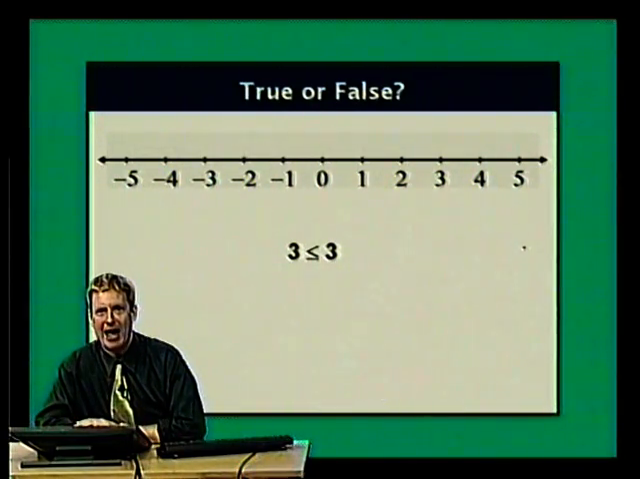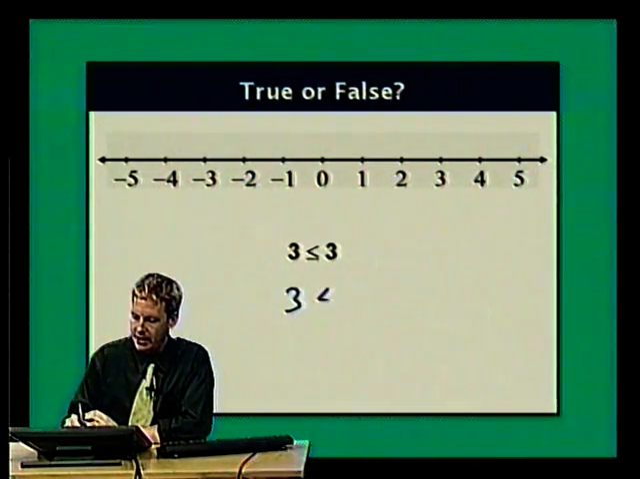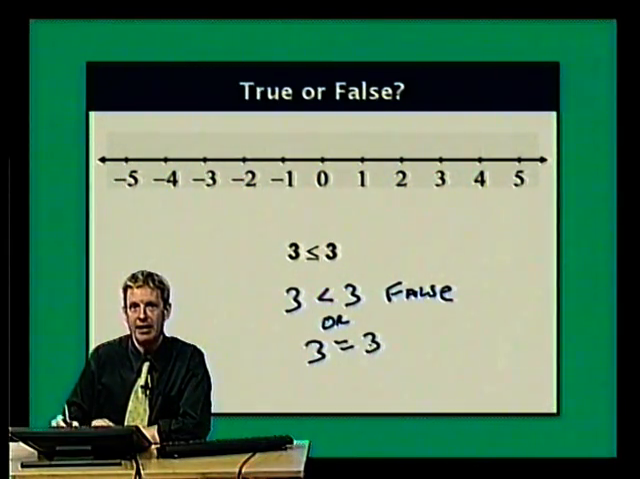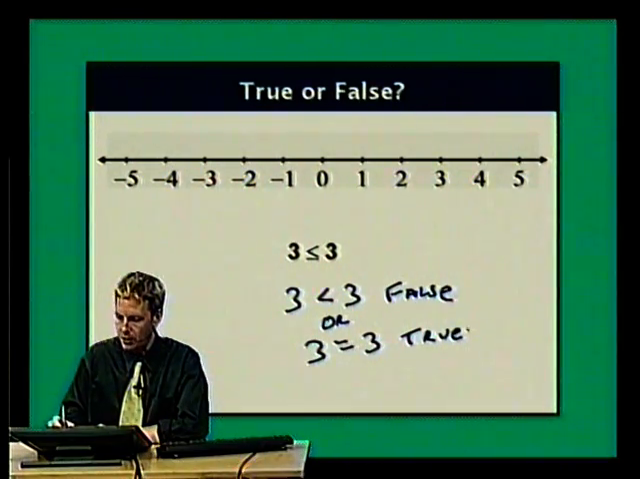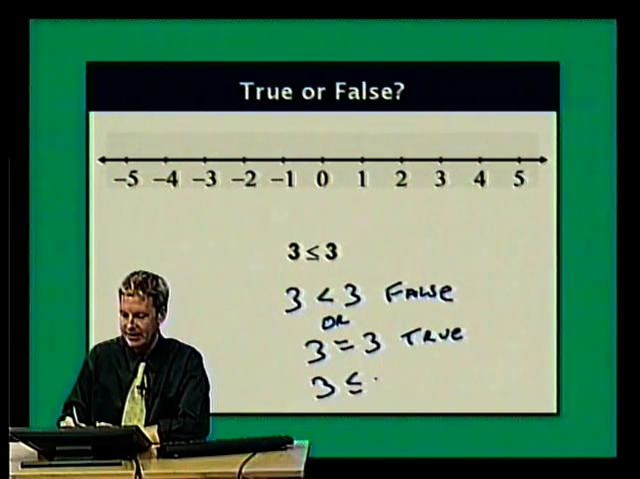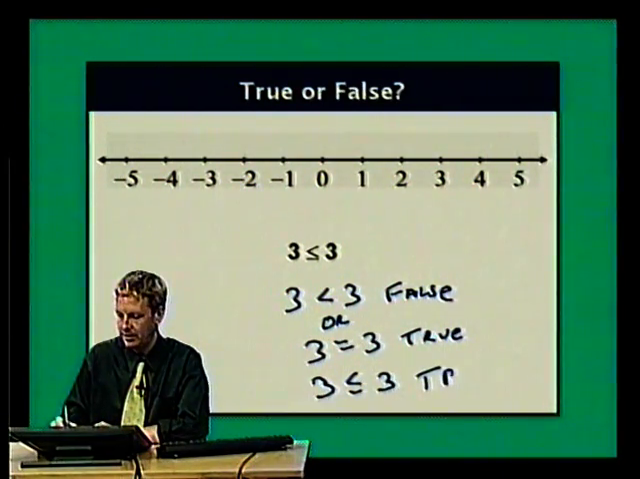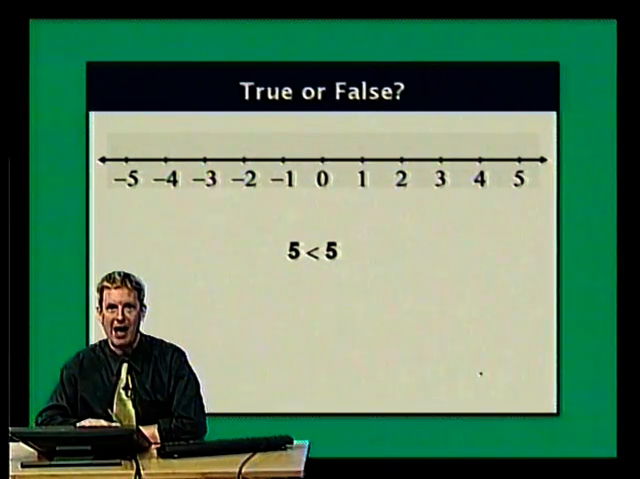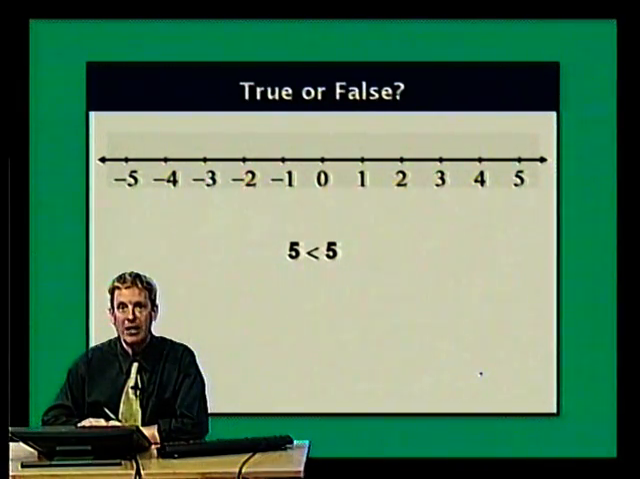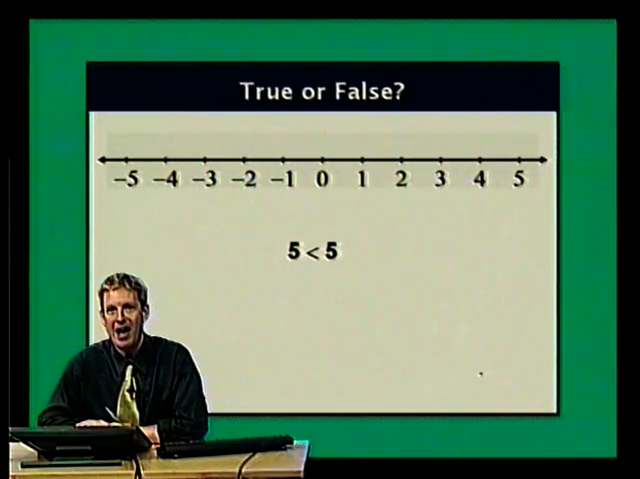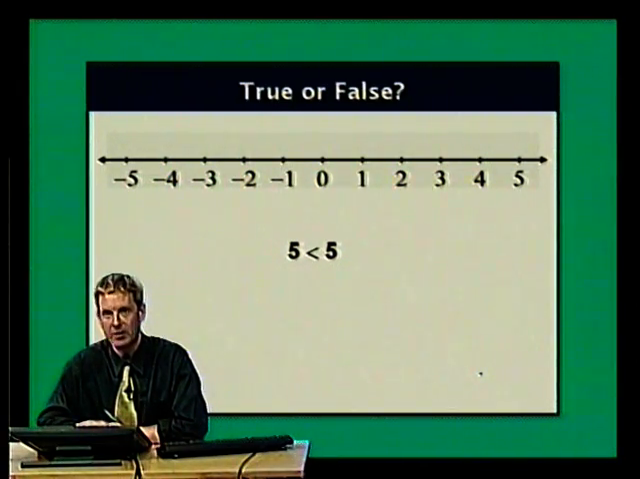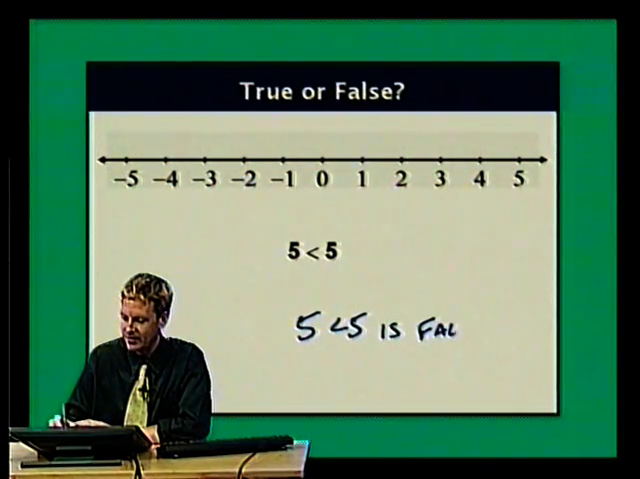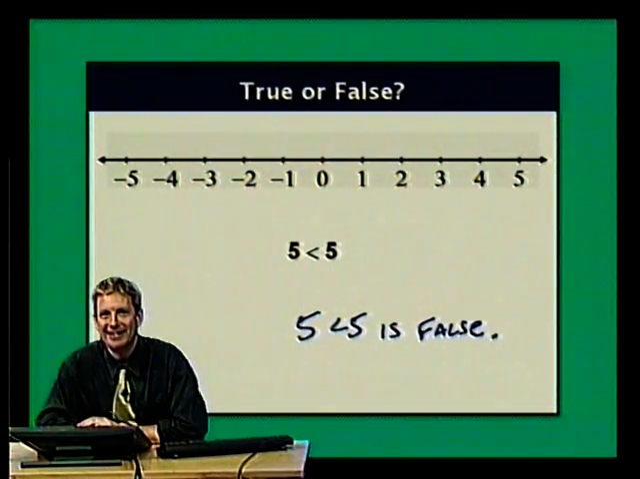How about 3 is less than or equal to 3? 3 is less than 3. Well, that would be false. Or 3 is equal to 3. That would be true. So the statement that 3 is less than or equal to 3 is true. One more example. 5 is less than 5. 5 is equal to 5. 5 is not less than 5. 5 does not lie to the left of 5 along the real number line. So the statement 5 is less than 5 is a false statement. And as promised, that's my last example.